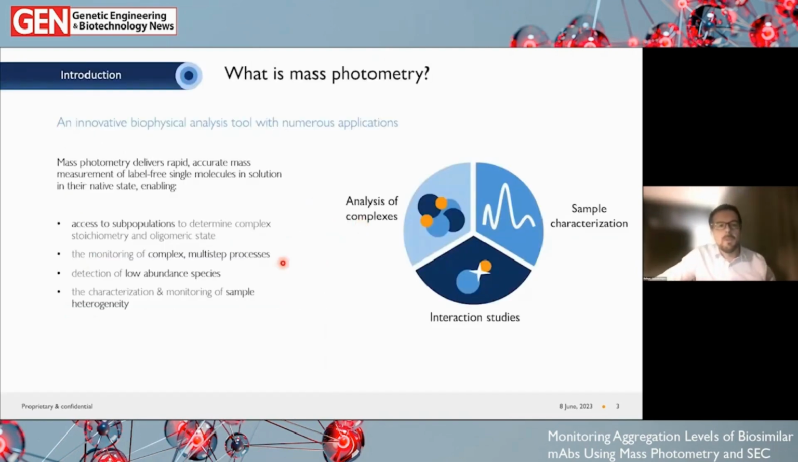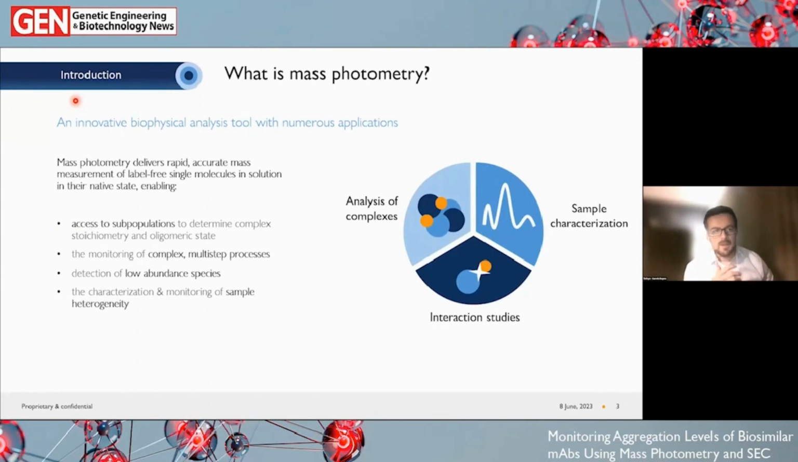So what is mass photometry? Essentially, it's a very innovative biophysical analysis tool that has a range of different applications. It's primarily used for the analysis of complexes, for interaction studies, and also for the purposes of sample characterization. What it enables you to do is get a very rapid, accurate mass measurement, and it's a single molecule method that's also label free.